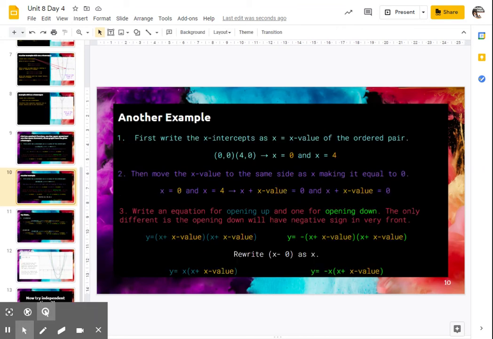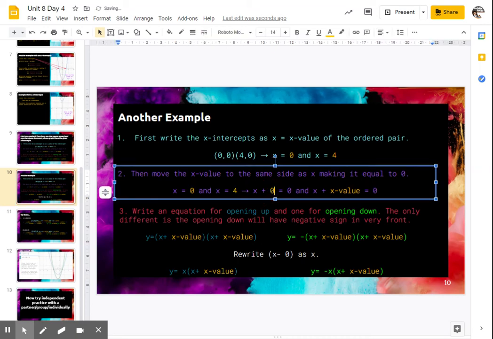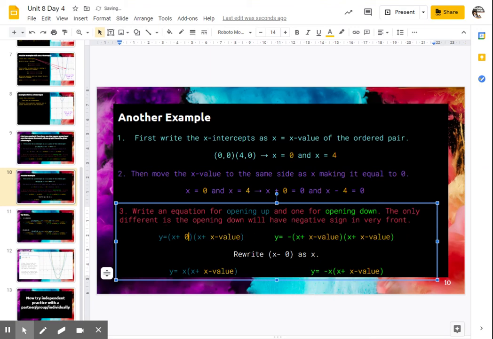Okay, let's do this example right here. So we have x equals 0, x equals 4, because those are the x values. Now we move them over. The x is still going to be x plus 0. And this one right here is going to be a negative 4. So we have to change that plus sign to a minus sign because it's going to move over. All right. We have plus 0 here and minus 4 here.